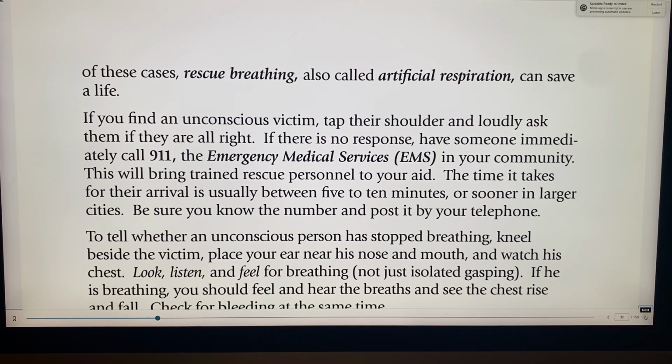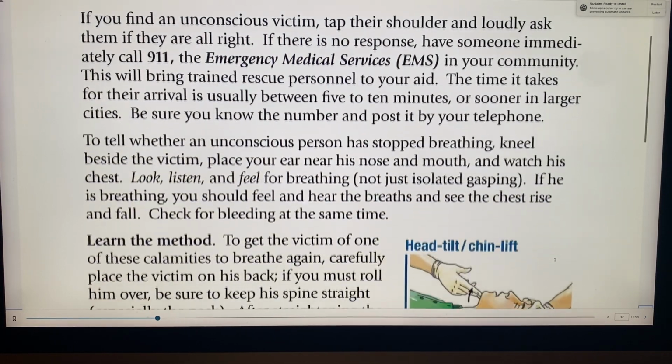Rescue breathing is also called artificial respiration and can save a life. First thing, when you find an unconscious victim, you're going to tap them on the shoulder and loudly ask if they're all right. If there's no response, and the person is not waking up, then you need to call 911 or the EMS system right away. Get that going because help can take 10 minutes to get there, especially if you have to do CPR.